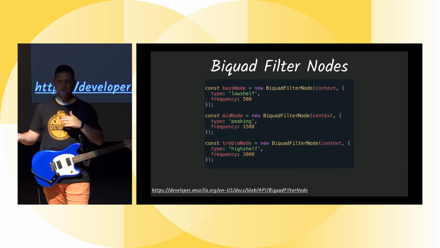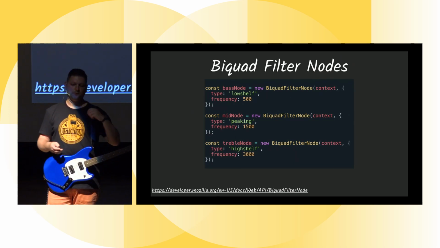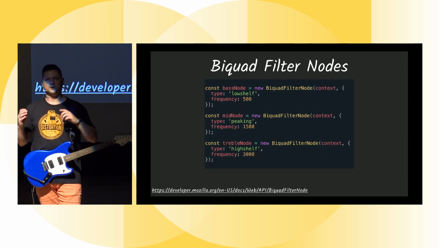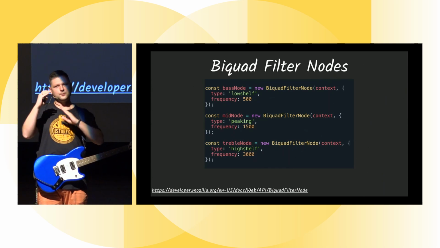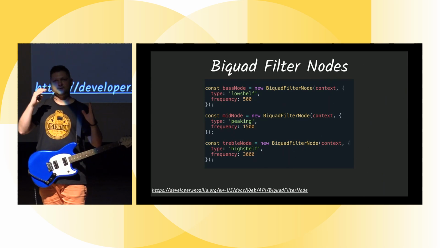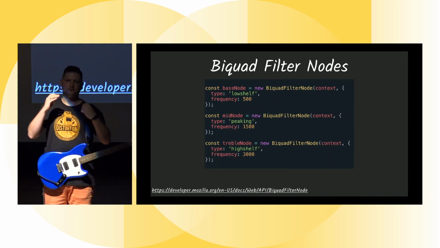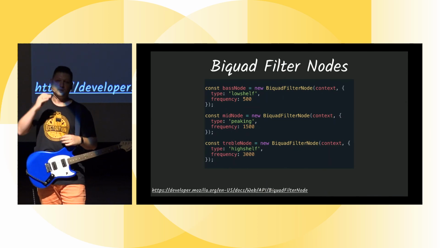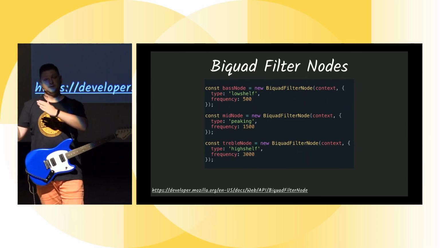Again, we're using BiquadFilterNode, but now we're using other types of them. For our bass node, we're using a low shelf filter. A low shelf filter takes a frequency, and everything below that frequency will be attenuated or amplified depending on the gain value we set for it. So we can adjust the amount of those frequencies.